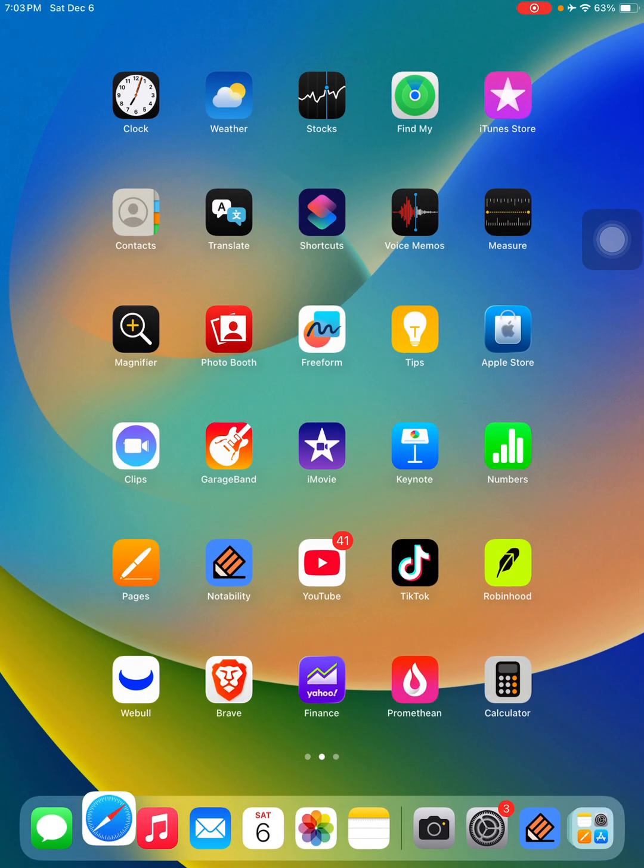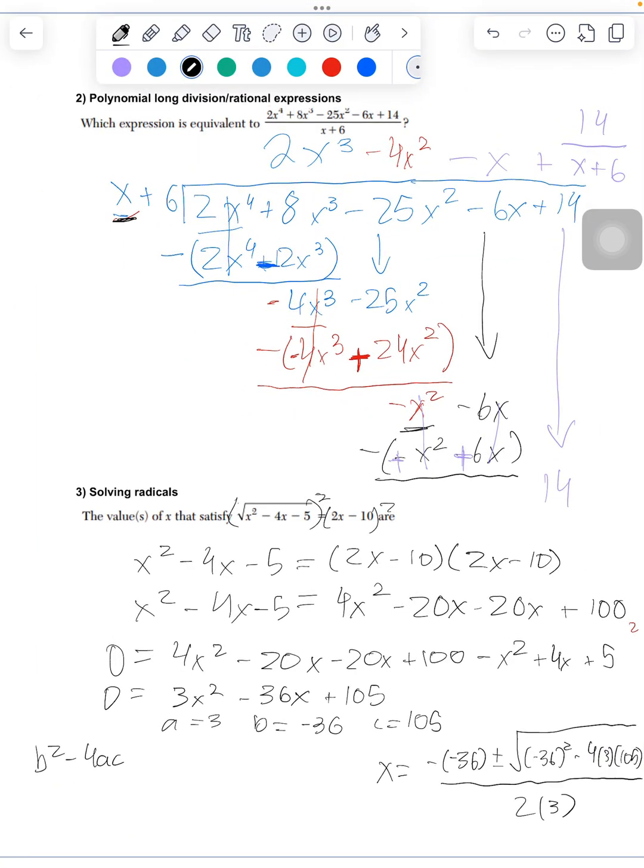All right, let's go back to our paper. So I got x equals 5 and 7. Remember, with radicals, you have to check because we can have extraneous solutions. So you have to put these back in. Let's check 5 first.